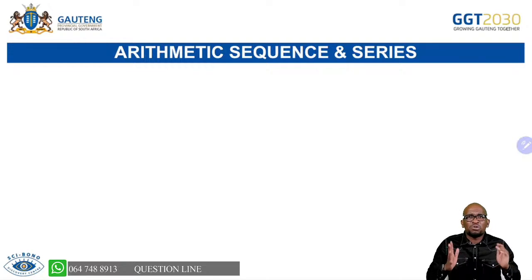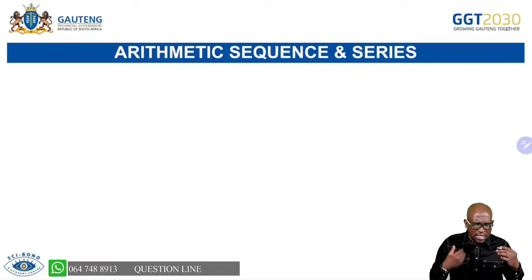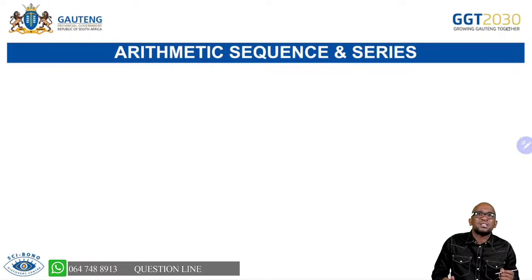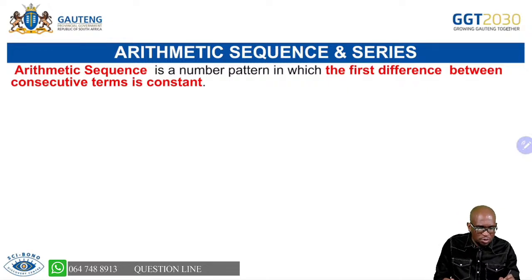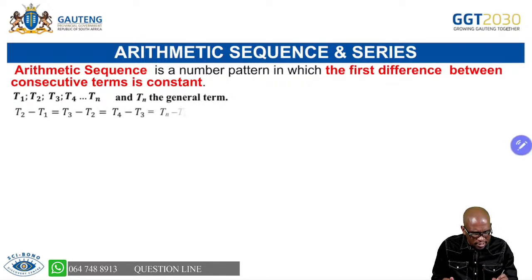Now, the first thing that we're going to do here is look at the governing concepts that actually govern arithmetic sequences as well as arithmetic series. So we are going to remind you of those concepts. Starting off with arithmetic sequence: it is a number pattern in which the first difference between consecutive terms is constant. That's the expression there, and Tn is the general term.